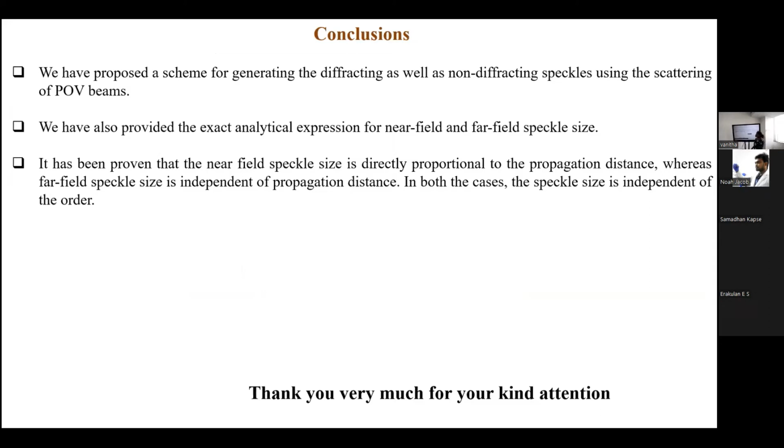We have proposed one technique for generating diffracting as well as non-diffracting speckles using scattering of POV beams, and we have also provided the exact analytical expressions for near field and far field speckles. We have proven that in the near field case, speckle size is directly proportional to the propagation distance, whereas in the case of far field, speckle size is independent of propagation distance. In both cases, it is independent of order. Thank you.